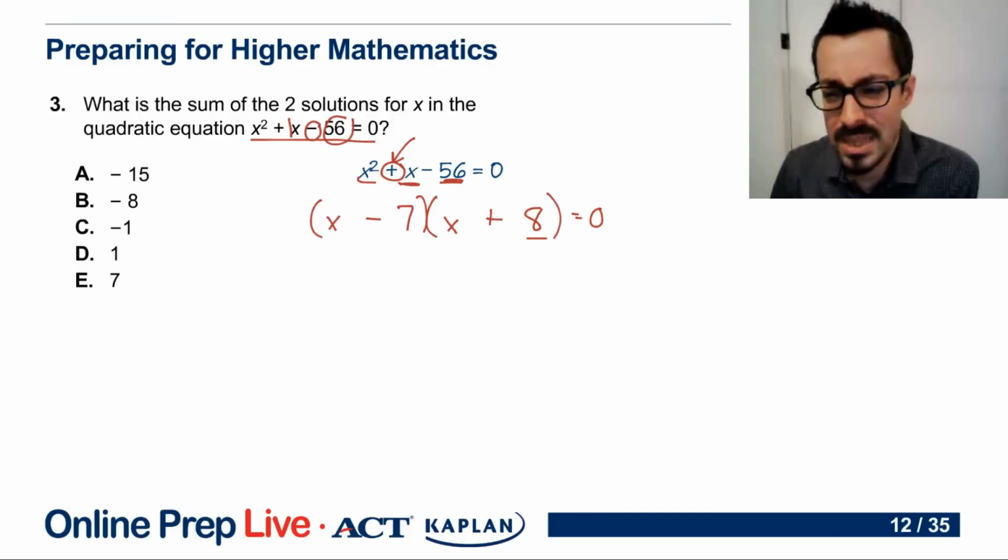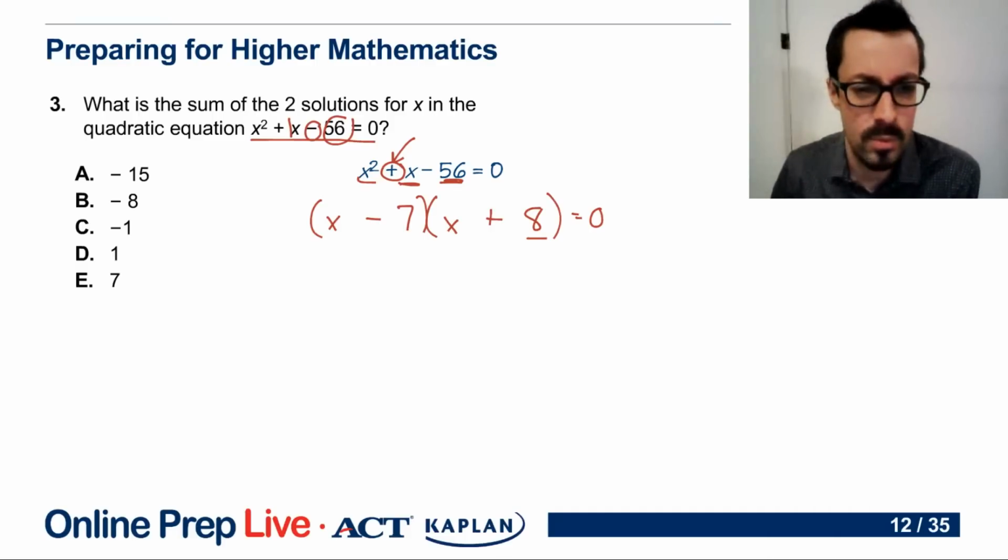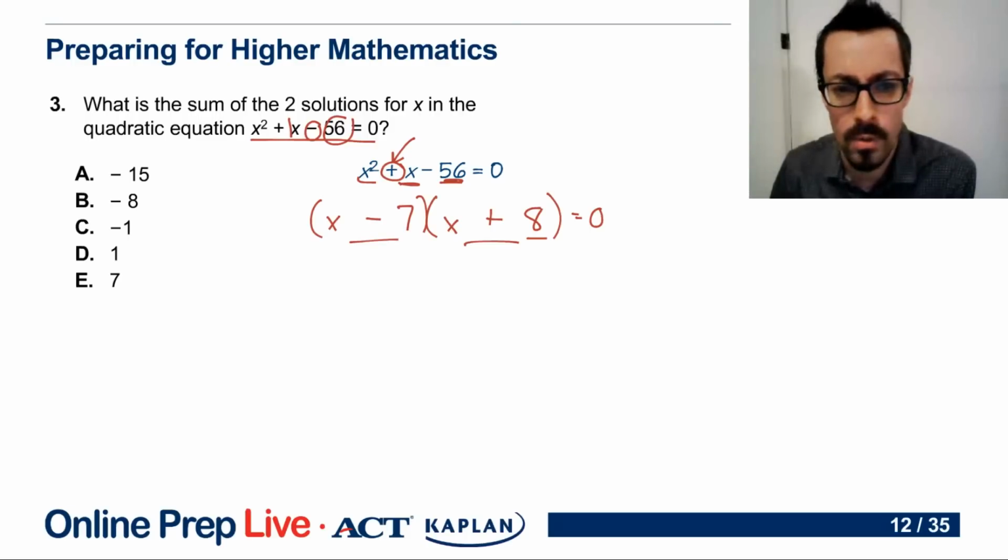But we're not done yet. What the heck is this asking for? Well, let's go ahead and now we set each of these equal to 0. Because 0 times anything equals 0. So if either of these parentheses ends up equaling 0, I would be a happy person. I would be thrilled. If x minus 7 equals 0, huzzah. Awesome. If x plus 8 equals 0, awesome. I'm super happy about that.